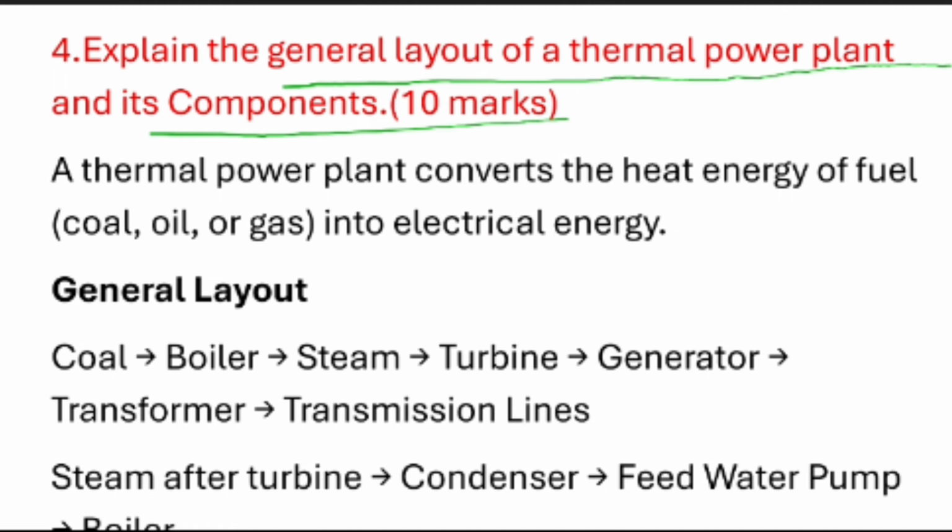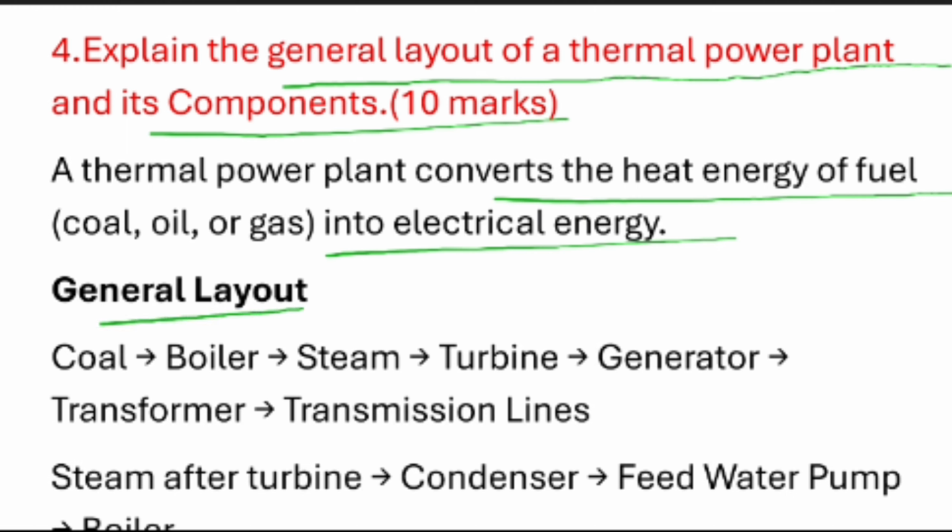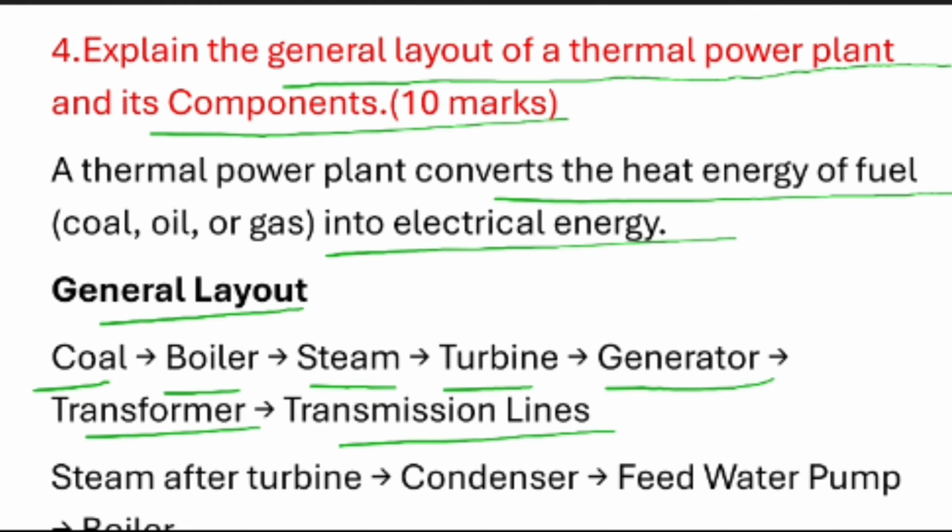What will it do? It converts heat energy from fuel like coal, oil, gas into electrical energy. So coming to a general layout, it has coal, boiler, steam, turbine. It will go to the generator, then to the transformer, and it will reach us through the transmission line.